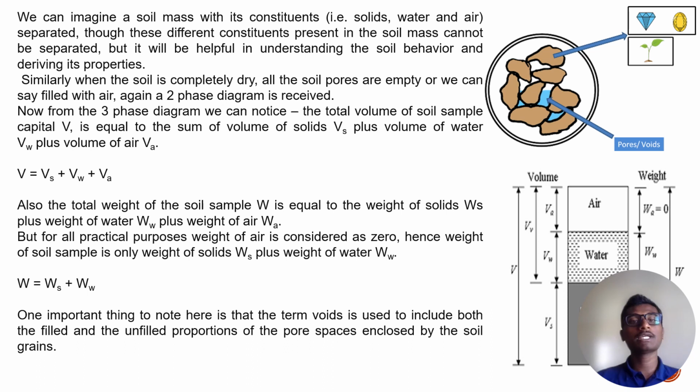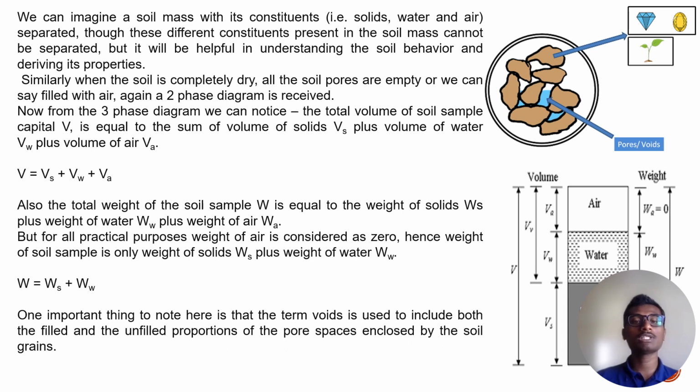Now from the three-phase diagram we can notice the total volume of the soil sample, capital V, is equal to the sum of volume of solids Vs plus volume of water Vw plus volume of air Va. Then total volume V is equal to Vs plus Vw plus Va. Volume of water is Vw, volume of air is Va, volume of solids is Vs.